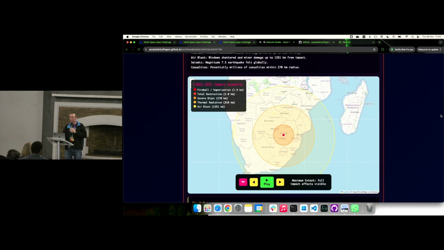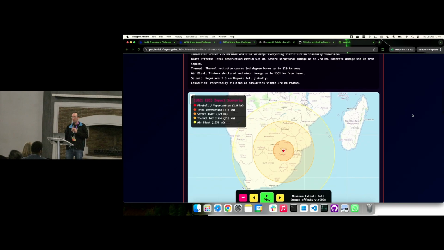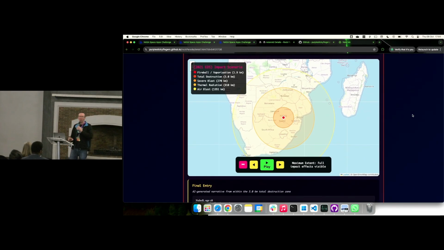And within that thermal radiation zone, people are getting third-degree burns. Within the blast effect and total destruction zone, there's severe damage, and there's potentially millions of casualties within 270 kilometers.